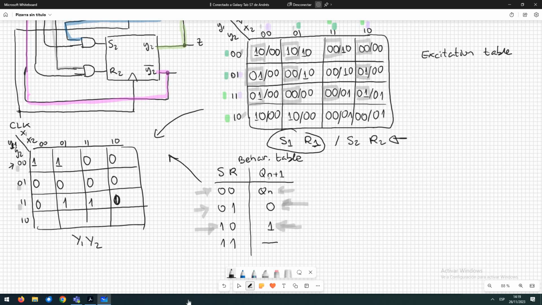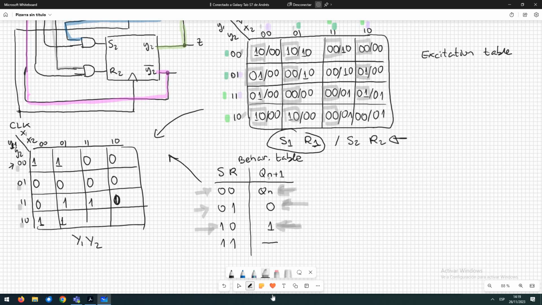And finally we are here, the current state is 1 and we have a 1, 0 that is setting the system, having a 1 as the next state. Here the input is 1, 0, so it's the same. We set the system, so having a 1. Here we have 0, 0, that means to keep the same state.